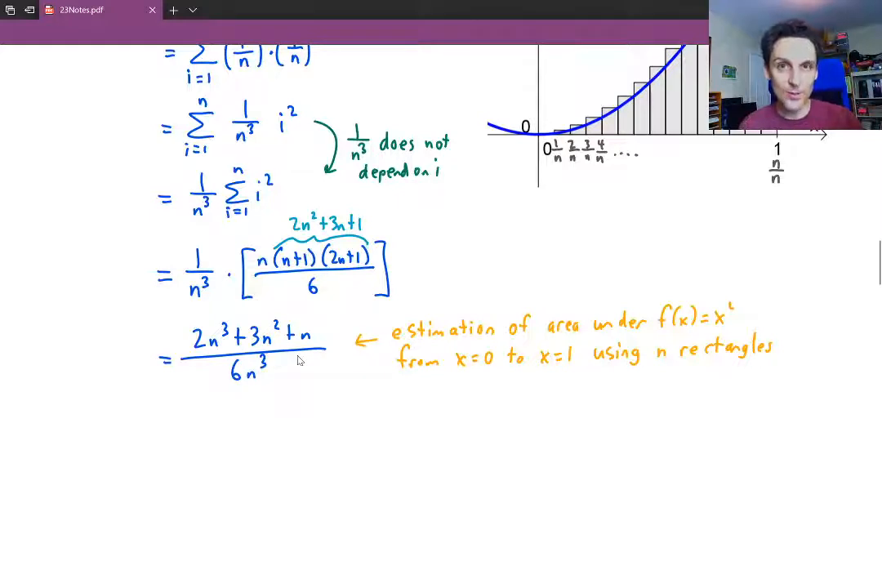Let's get to the really interesting part, which is to take this estimation and see what happens when n gets larger and larger and larger. In other words, use more rectangles that are going to be skinnier and are going to more tightly fit the area under the curve. So in other words, we're going to take the limit as n approaches infinity of that expression.